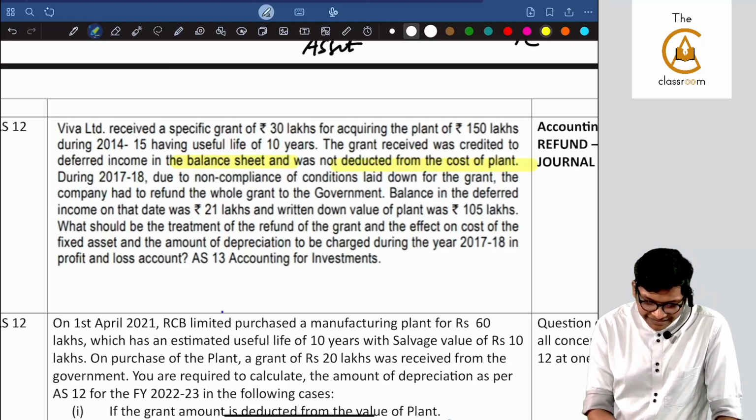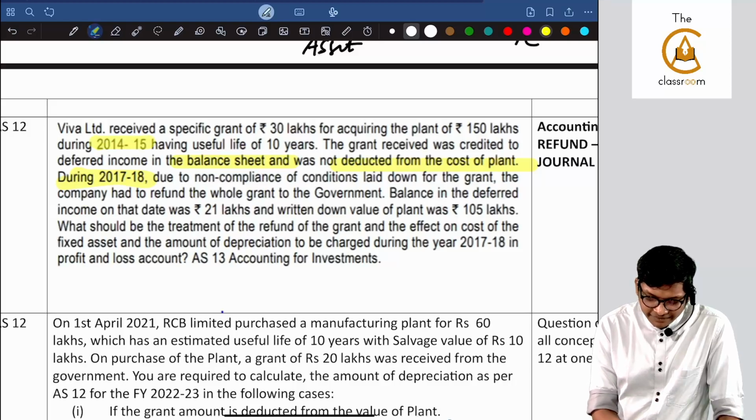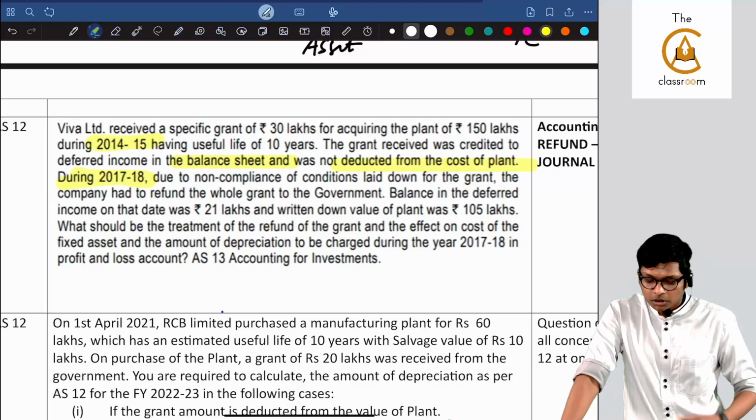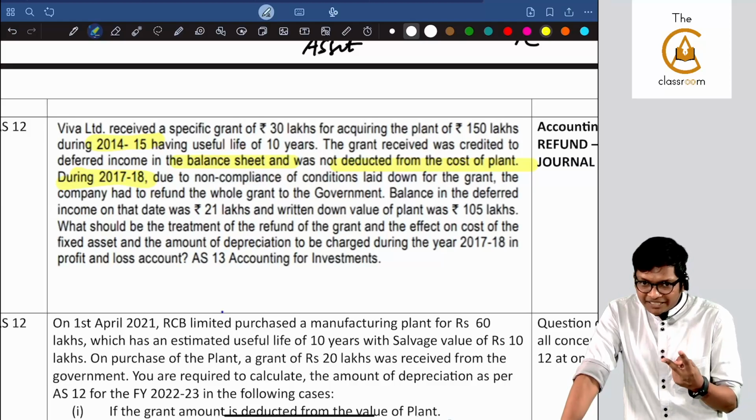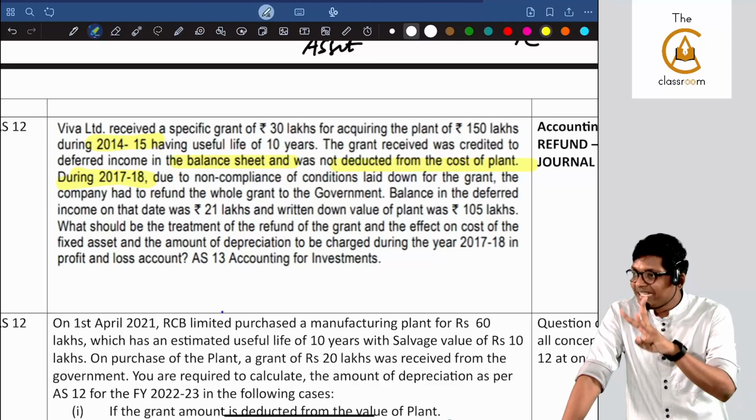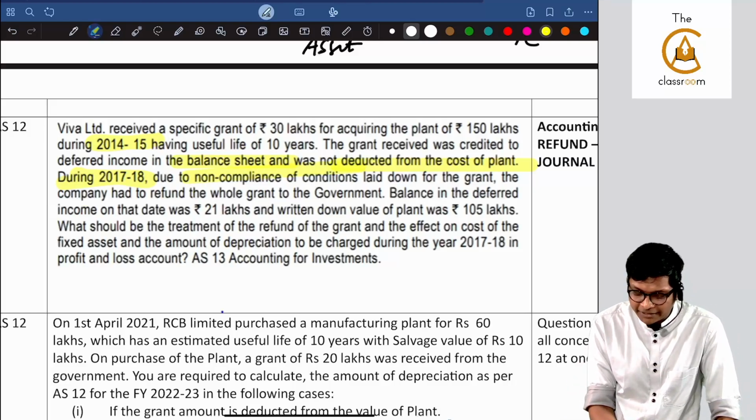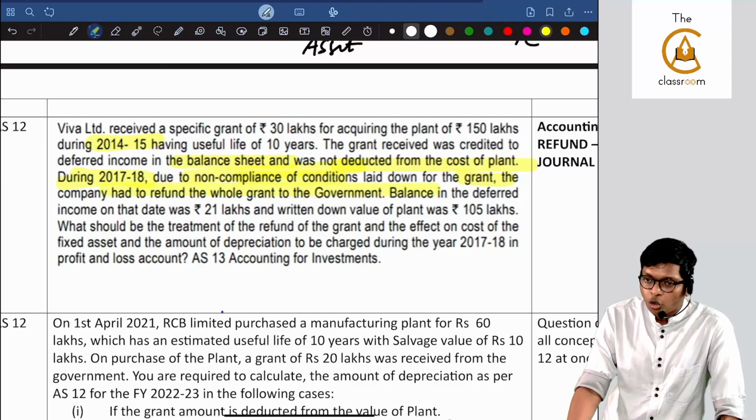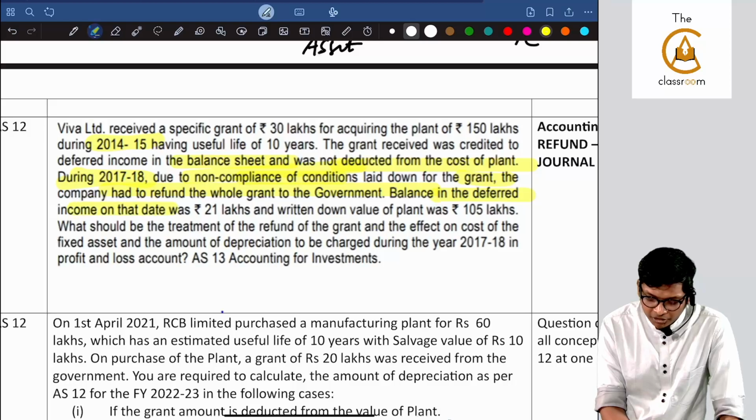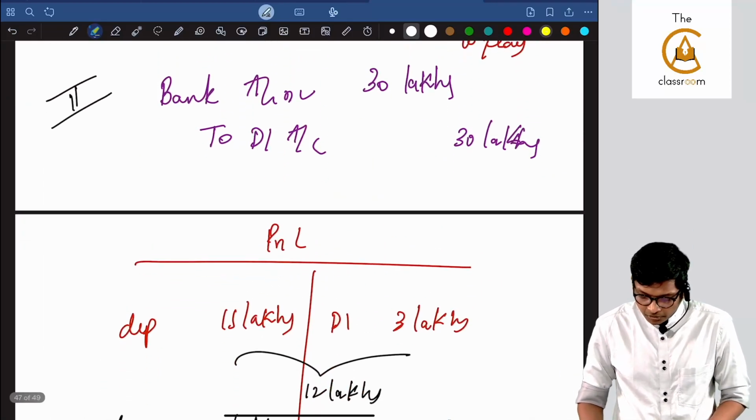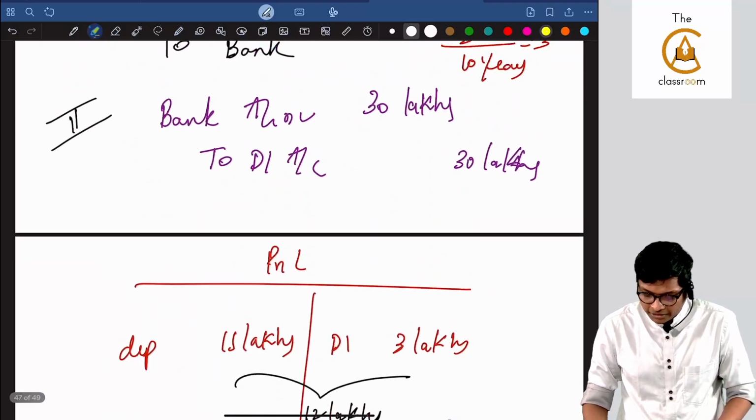During 17-18, when we received, guys, 14-15, how many years are over? 14-15, 15-16, 16-17, 3 years are over. Now during 17-18, due to non-compliance of certain conditions, the company had to refund the whole grant to the government. Balance in deferred income on that date was 21 lakhs. How, sir? Let me explain. You don't have to check this, but I want you to understand the concept.